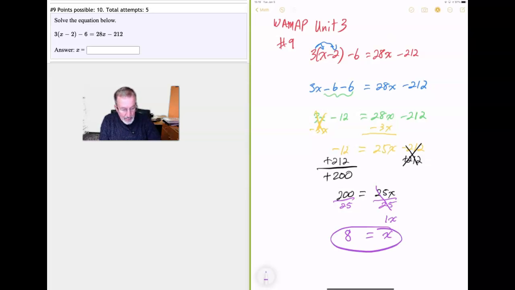So if you plug the 8 in here and here, and multiply those out, you should get the same answer.